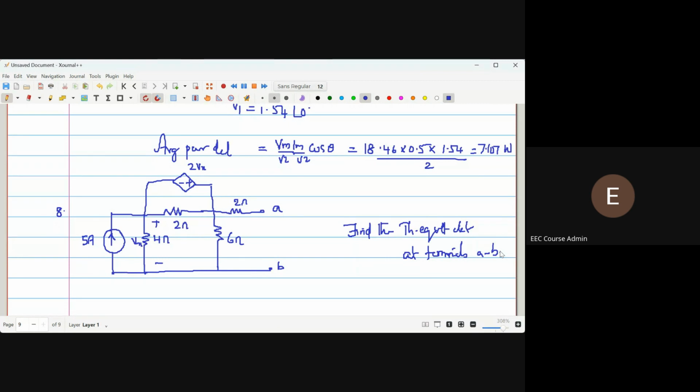So here we have, while applying Thevenin theorem, a dependent source actually. So while trying to calculate the Thevenin resistance, you may open circuit that 5 ampere, which is an independent current source, but you have to keep this 2Vx dependent source intact. So how will you do?